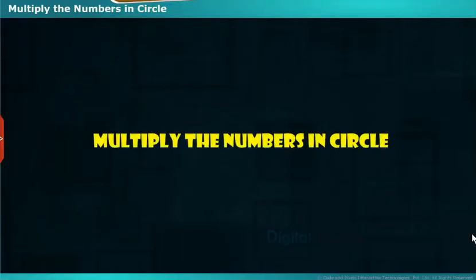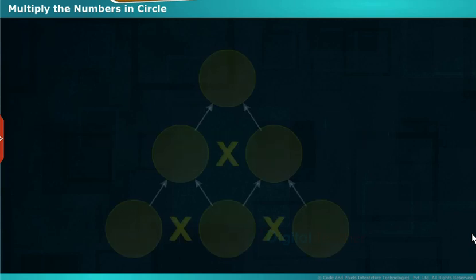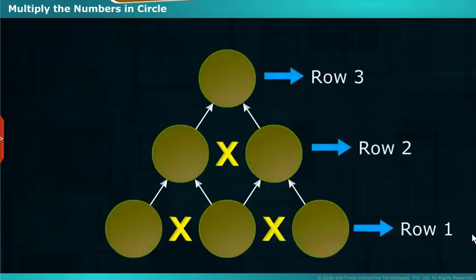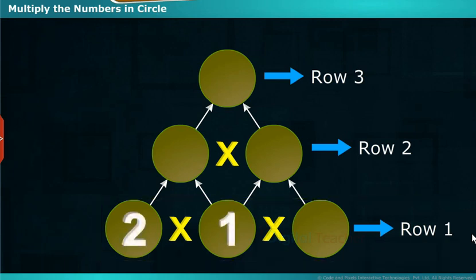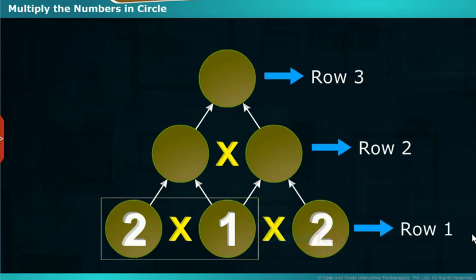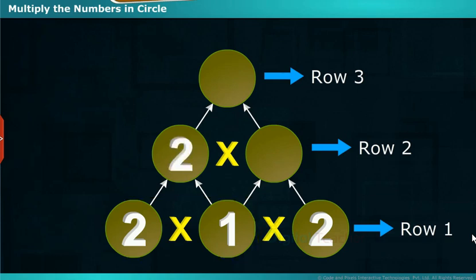Let us multiply the numbers in circles by following the arrow marks. Here we have 3 rows followed by arrow marks. These arrow marks will help to put the answer in the desired circle. If we observe the first row, we can see the numbers 2, 1 and 2. First, we have to multiply 2 and 1 and the answer 2 is to be written in the above circle followed by the arrow mark.